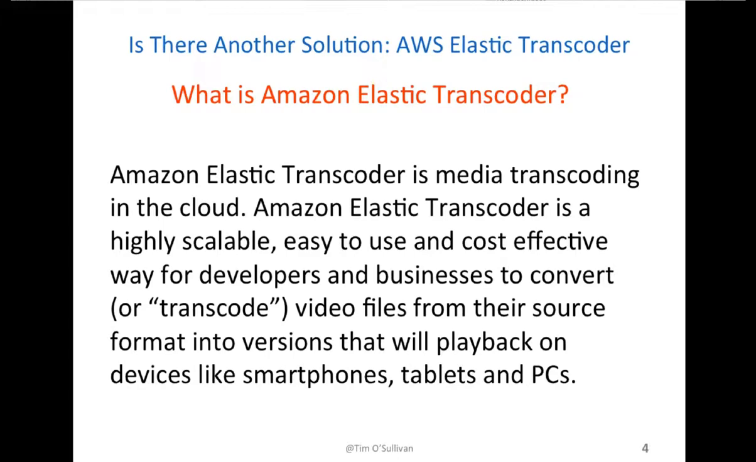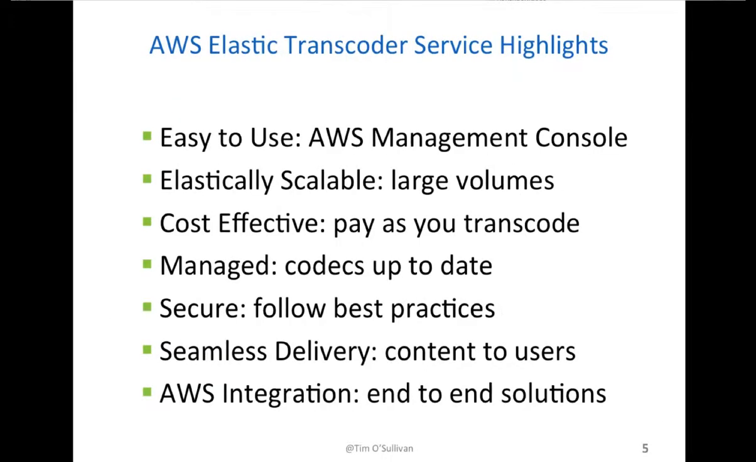What is Amazon Elastic Transcoder? Amazon Elastic Transcoder is media transcoding in the cloud. It is a highly scalable, easy-to-use, and cost-effective way for developers and businesses to convert or transcode video files from their source format into versions that will play back on devices like smartphones, tablets, and PCs.